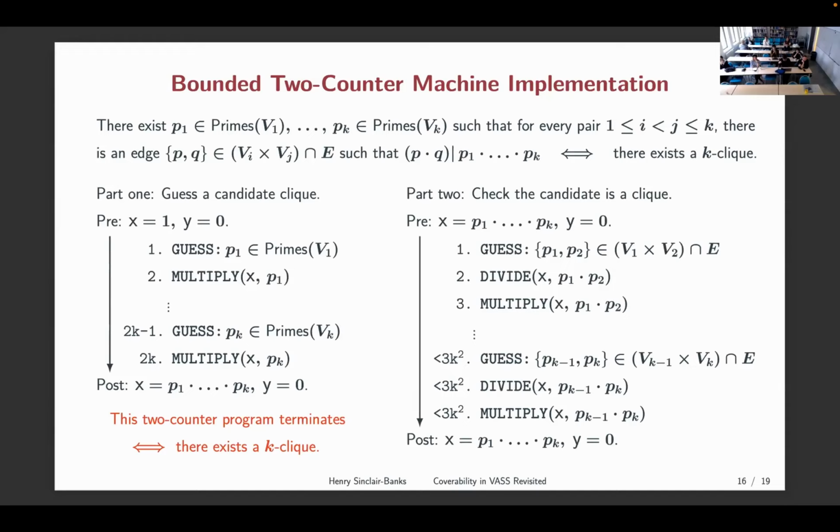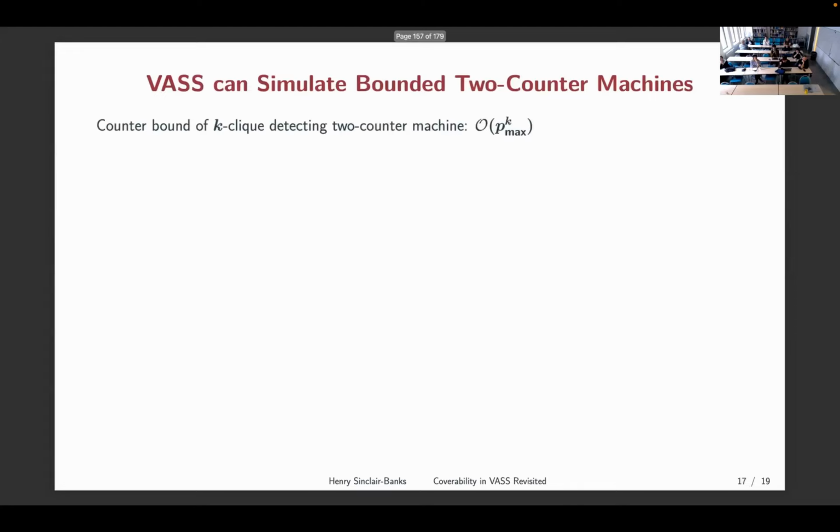I can choose them non-deterministically to make sure that I get to the end of the program. So I now will show how VASS can simulate this, or rather I will kind of black box it. I'll show what we need to know. So we have a bound on the maximum counter.